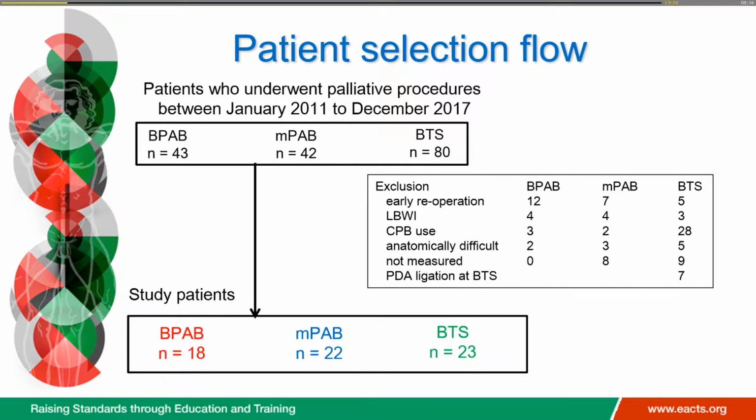This figure demonstrates the patient selection flow of the study. We retrospectively reviewed the case history of patients who underwent the palliative procedure, and the PBVTI was measured at our center from 2011. Early reoperation cases, low body weight infants less than 2.5 kilograms, CPB cases, and patients in whom the investigation was anatomically difficult were excluded from this study.